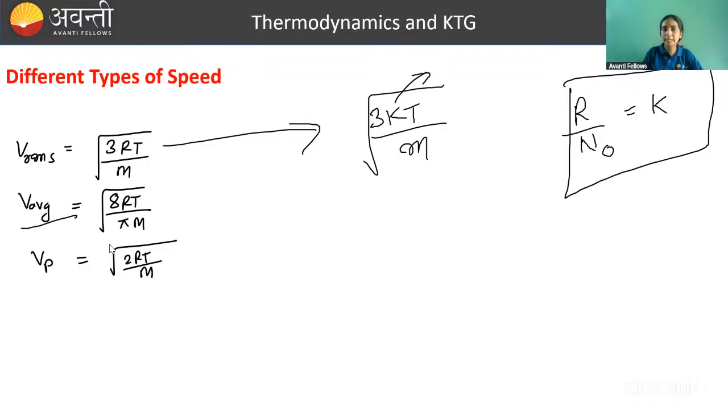V average is what? 8RT by pi m, or remember the formula, most probable is 2RT by m. Here all the m are what? Molar masses. So long as here there is R, this m is molar mass. If there is K here, it means the m is what? It is mass of one individual atom or molecule.